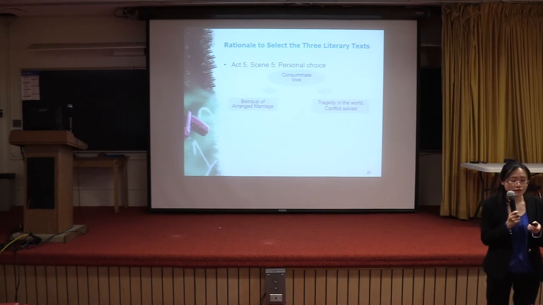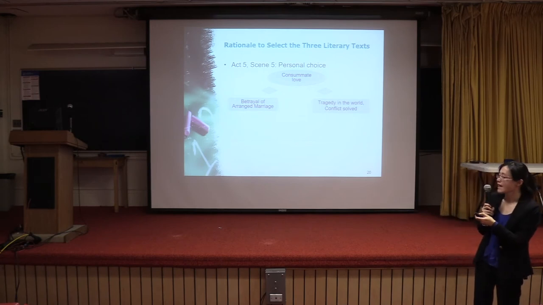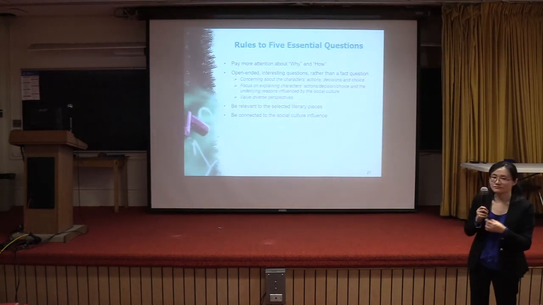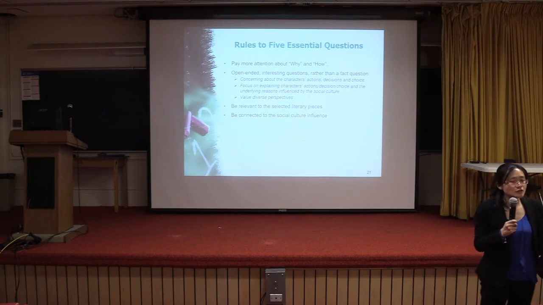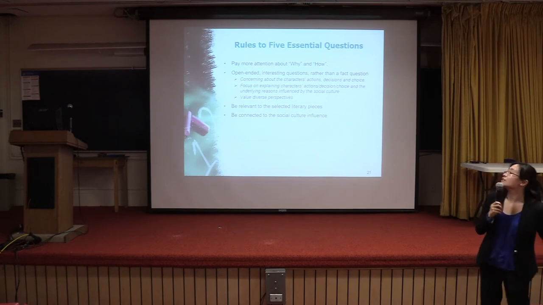Okay. So you will see that based on these three acts, we choose the topic of the betrayal of the marriage by the beloved ones as our common discussion topic. So this is a culture presented in Romeo and Juliet.